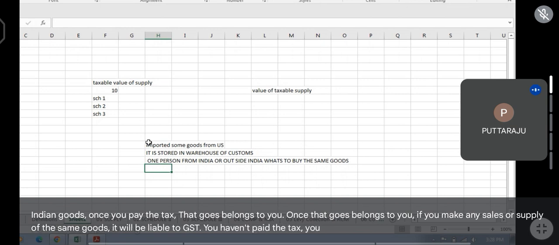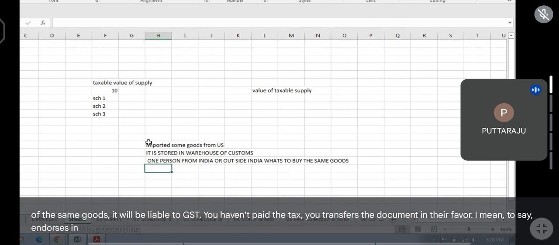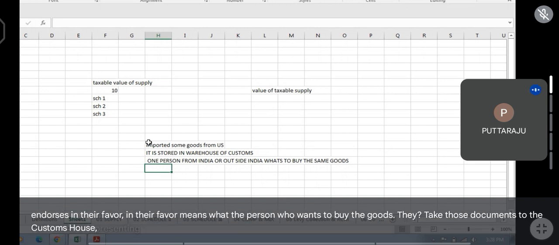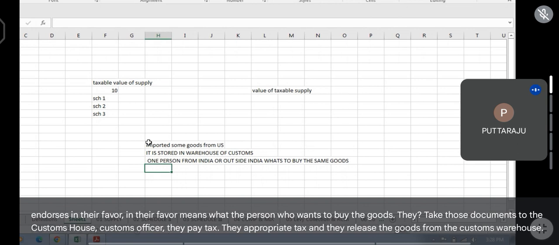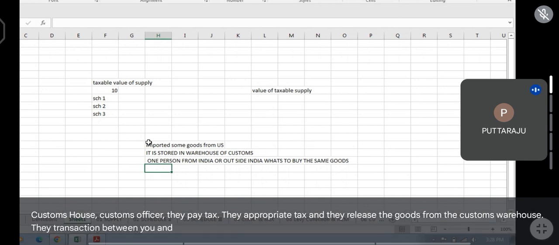You haven't paid the tax. You transfer the document in their favor. I mean to say, endorse it in their favor. In their favor means the person who wants to buy the goods. They take those documents to the customs house, the customs officer. They pay the appropriate tax, and the goods are released from the customs warehouse. The transaction between you and that person is not taxable. Understood?